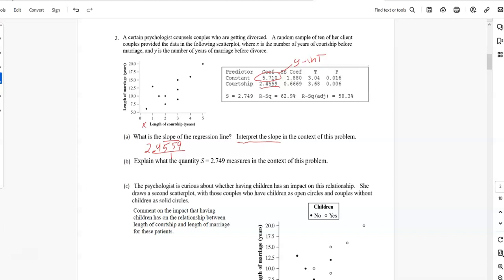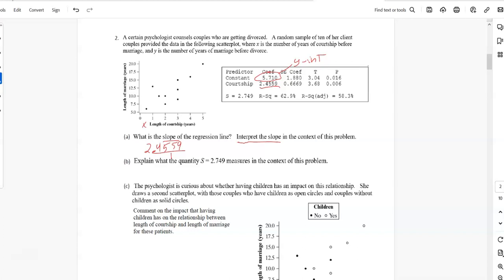It's kind of interesting, right? The longer the courtship, it seems to have 1 year of courtship equates to 2.45 more years of marriage. Maybe we should just have really long courtships, right? And then get married, and then your marriage will last longer or something. It's probably going a little crazy with that.